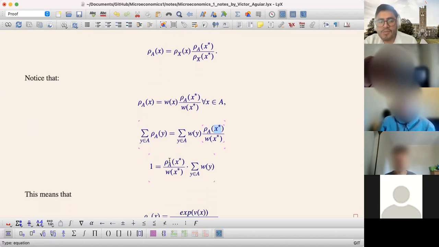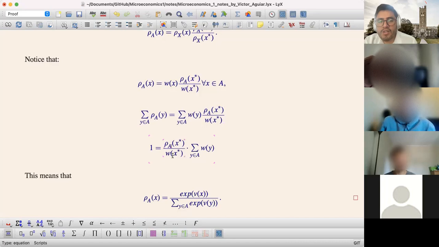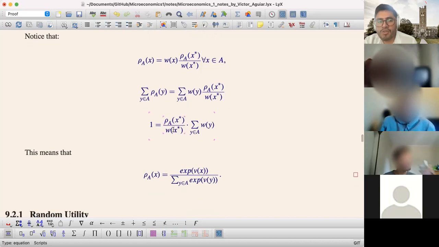Now solving for this, the probability of x star in A is equal to the exponential of b of x star, which is Wx star, divided by the summation over y of the exponential of b of y. After adding up, I take the part that doesn't change with y out of the summation, and I can solve for the probability of x star in terms of the W's. Then I can generalize and write the formula that the probability of x in A is equal to the exponential of bx, which is Wx, divided by the summation over y of Wy, which is the exponential of b of y.